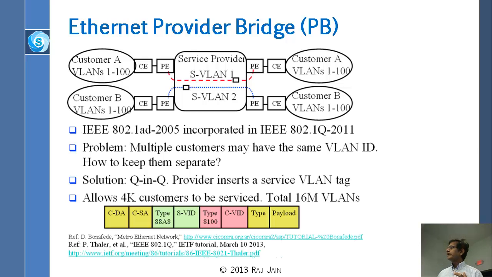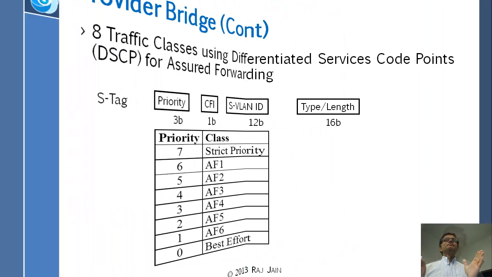Alright, now you can have 4,024 VLANs. The service provider can have 4,024, and each customer can have 4,024. The total number of VLANs can be 4,000 times 4,000, which is 16 million. So can you do it 3 times? Yes, I can do it. And they did it. But right now let's stay with 2.